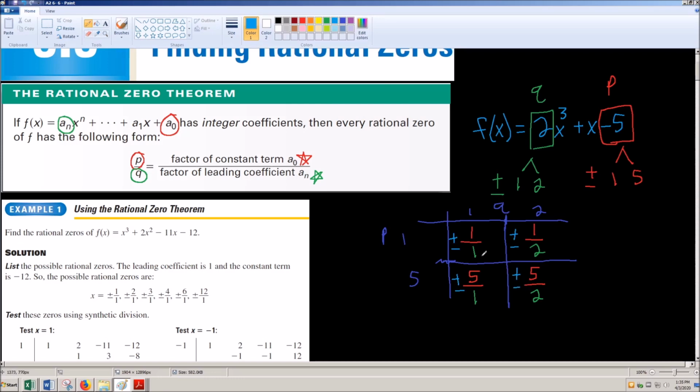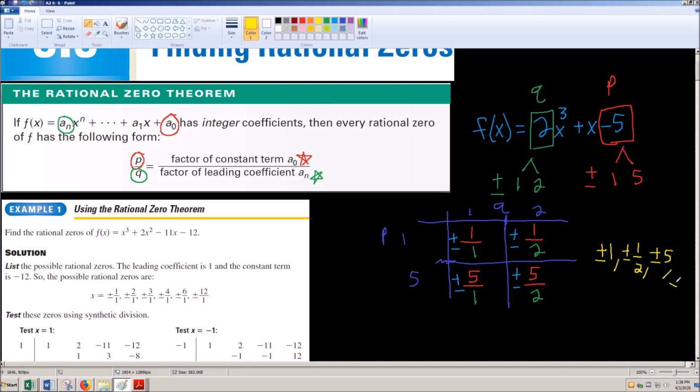If I wanted to list all these out, I would typically simplify. So 1 over 1 is just 1, so I get plus or minus 1. And I also get plus or minus 1/2. That's better. I get plus or minus 5 over 1, which is just 5.